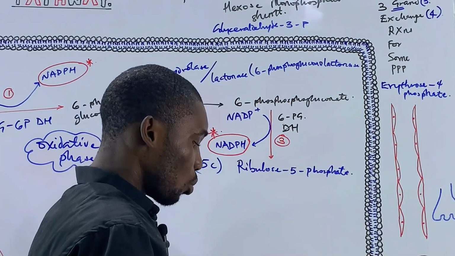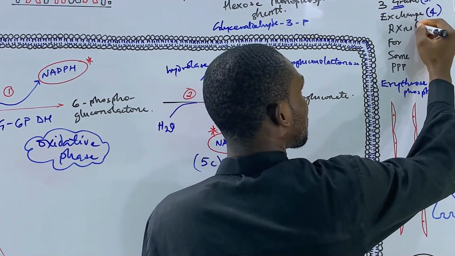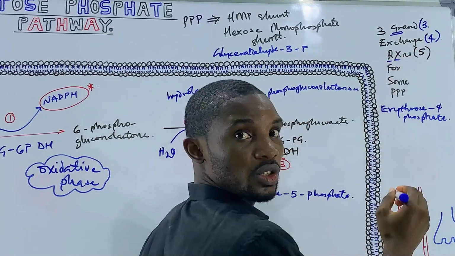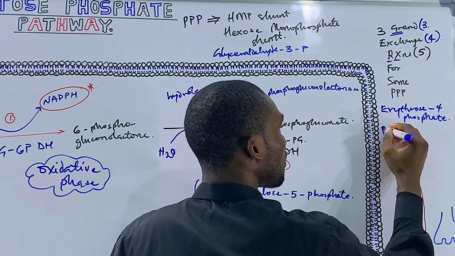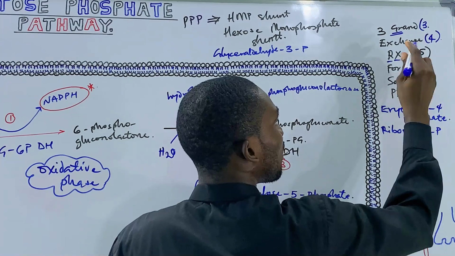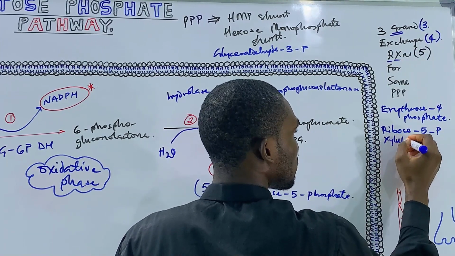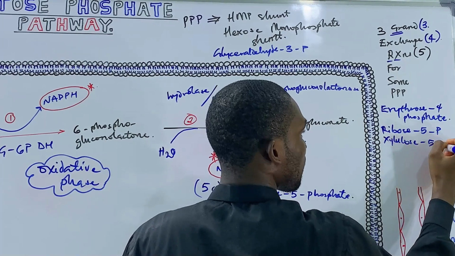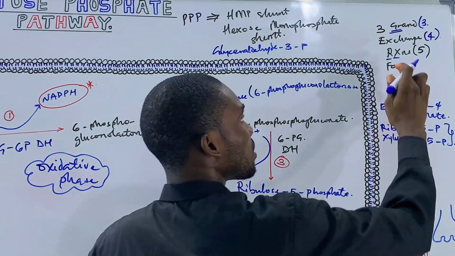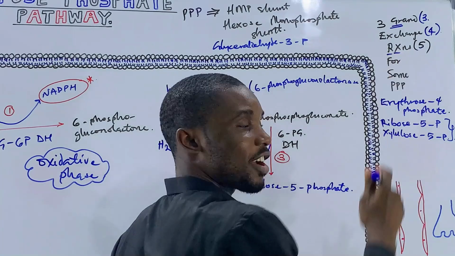And the next one would be reactions. That's 5, which would be your R and X. So R stands for ribose 5 phosphates, and then X stands for xylulose 5 phosphates. These two are 5 carbon. That's your ribose 5 phosphate and xylulose 5 phosphate.